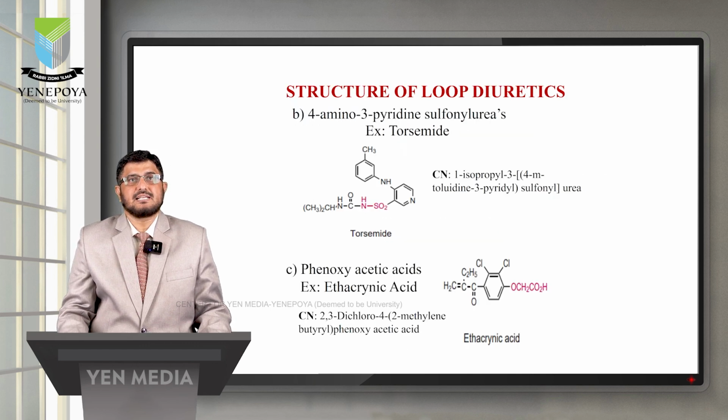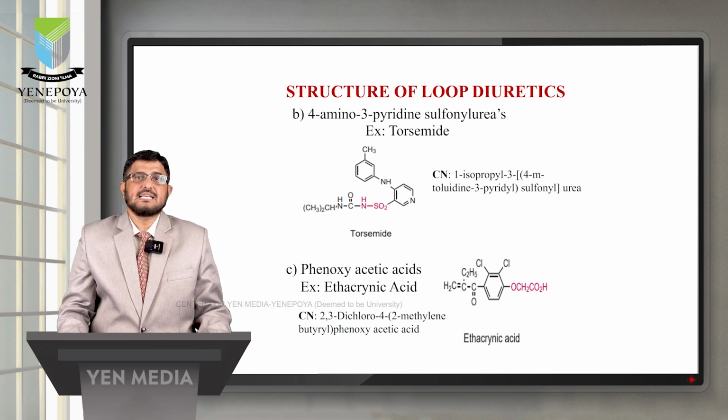Now, coming to the next classification, 4-amino 3-pyridine sulfonylurea, torsemide. In torsemide, we have 1-isopropyl 3-(4-m-toluidino-3-pyridyl)sulfonylurea. So, at the first position we have the isopropyl group, and we have toluidine, that is the benzene attached with the methyl group, called toluidine, and 3-pyridine and the sulfonylurea group.